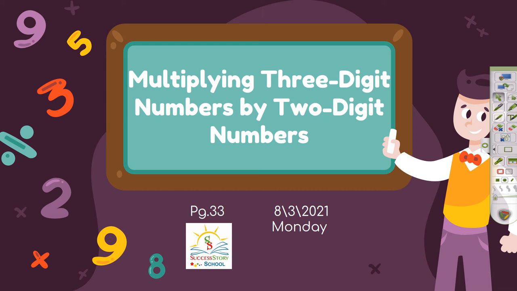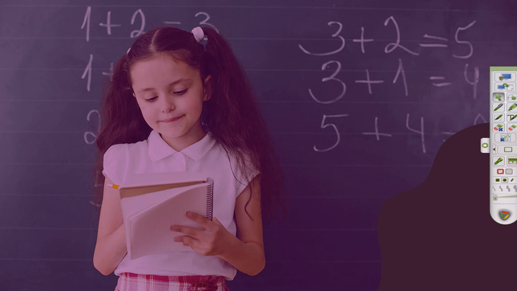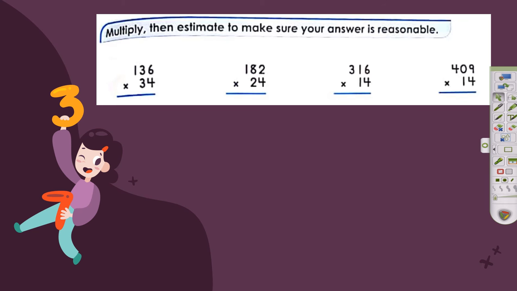How are you today? Last time we talked about how to multiply three-digit numbers by two-digit numbers, and we had a homework, right? I saw that some of you can't solve the homework correctly, so we will solve the homework today together. So get ready. Homework number one was 316 times 14. What is the answer? Let's solve it together.